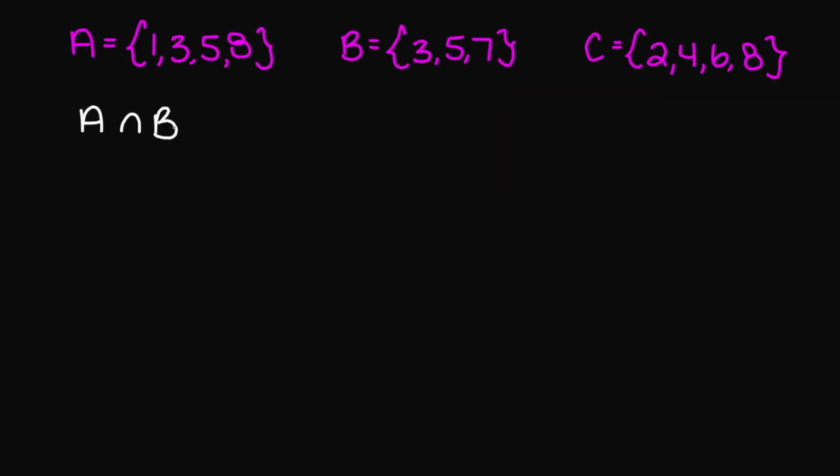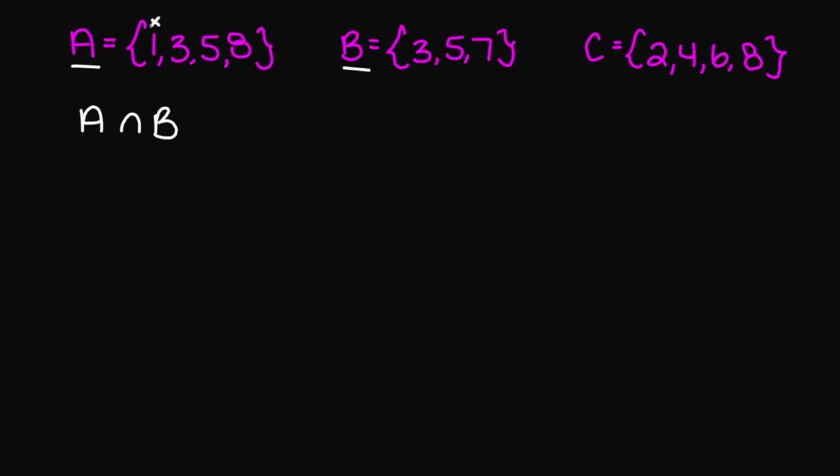So let's look at this example here. Let's say we have sets A, B, and C. And the question here is to find the intersection between sets A and B. If I look at the intersections between the two, I need to find the numbers that are common between the two. So we have my 1.